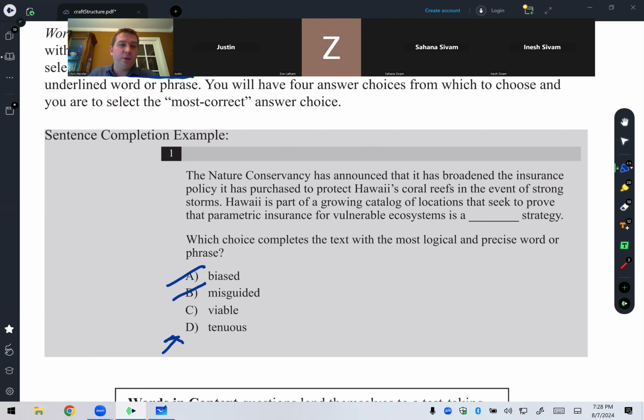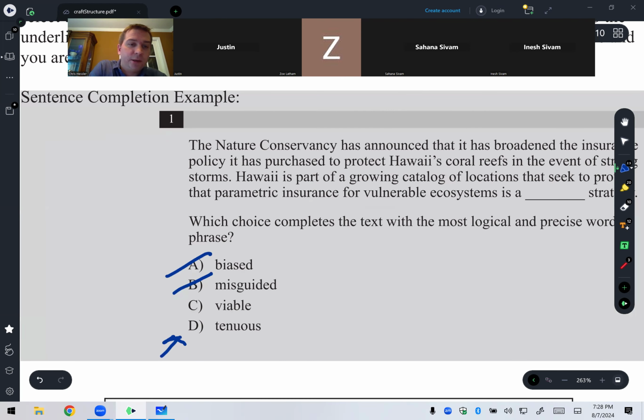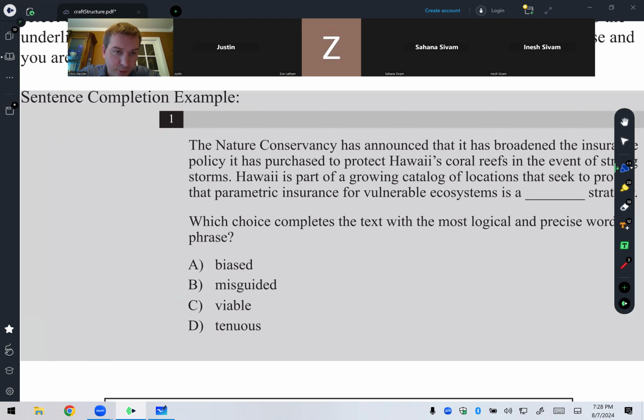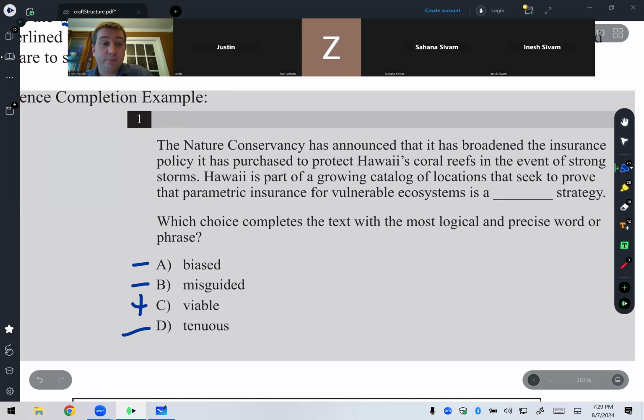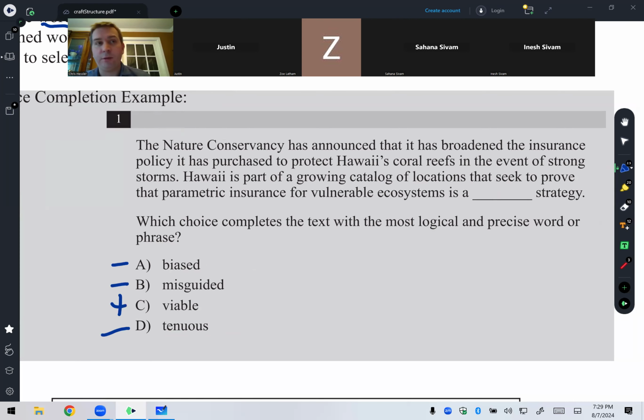And note, I just want to look at the charges of these answer choices. I'm going to put pluses for positively charged terms, and if a term is pejorative, if it has a negative connotation, I'm going to put a minus next to it. Biased, minus sign, misguided, minus sign, tenuous, minus sign. But look at our positively charged word, viable. If something is viable, it means it is feasible. So I'm going to try that one. Sometimes you can just see, okay, all these words are negative except for this one, and then that might be your right answer.